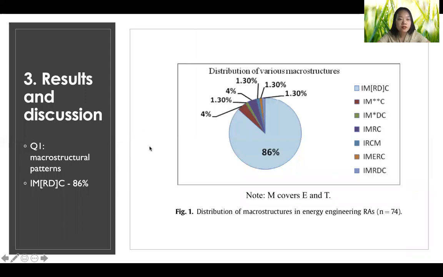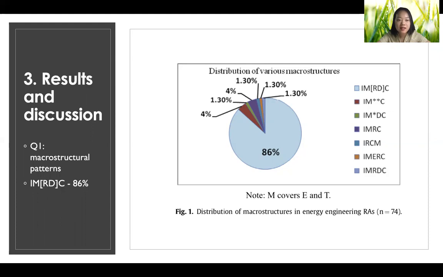So from the data collection and the data analysis, they also get the results and the discussions. As for the first research question about the macrostructural patterns, they found that the pattern of IMRDC is the most common pattern in these research articles. It consists of 86% of all the data.